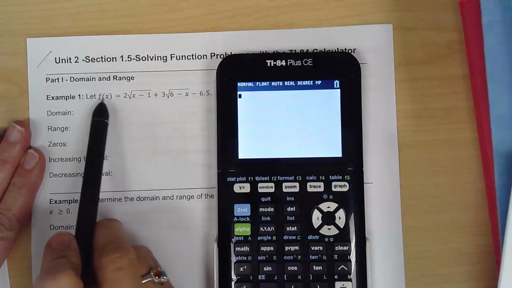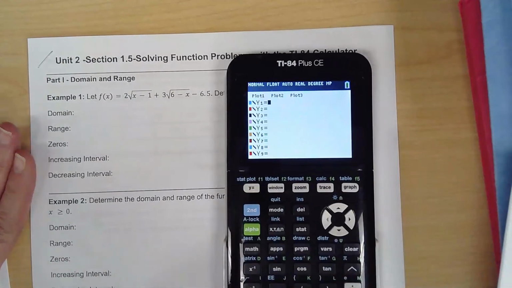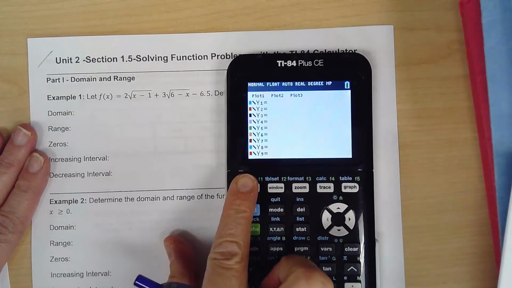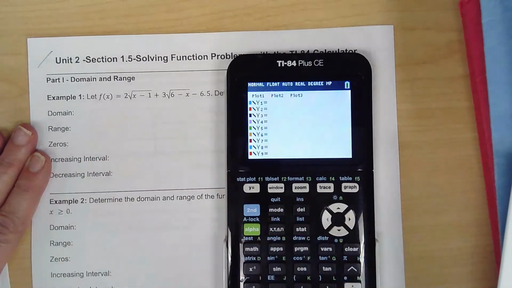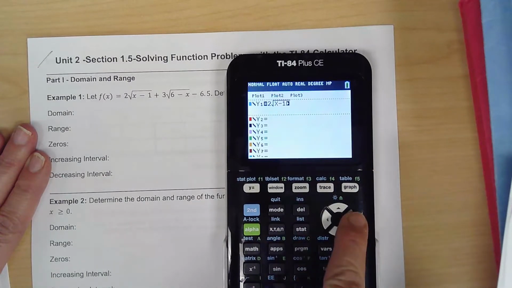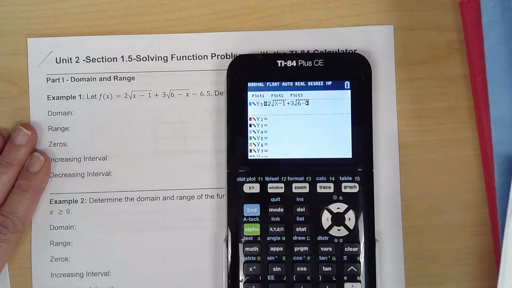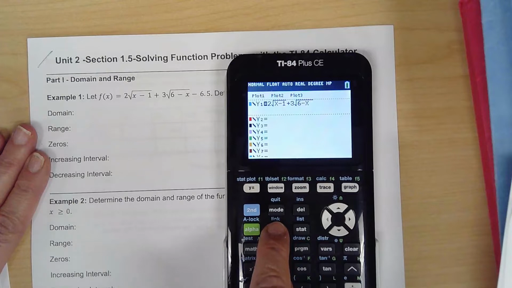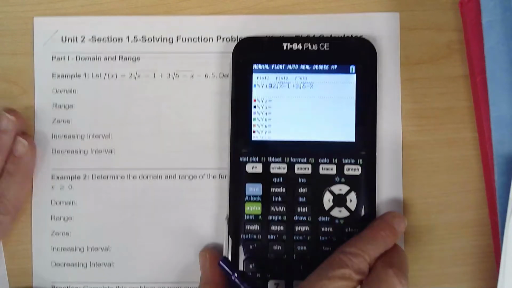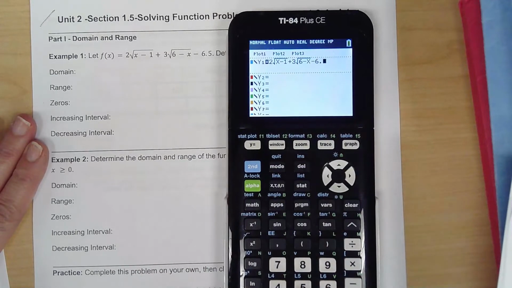First, you'll notice that we have this really crazy equation. We're going to throw that into your y equals. So hit y equals, and let's type all of this in: 2 square root of x minus 1, then hit the cursor over to end that, plus 3, then square root of 6 minus x, and again hit the cursor over to end that square root, and then minus 6.5.